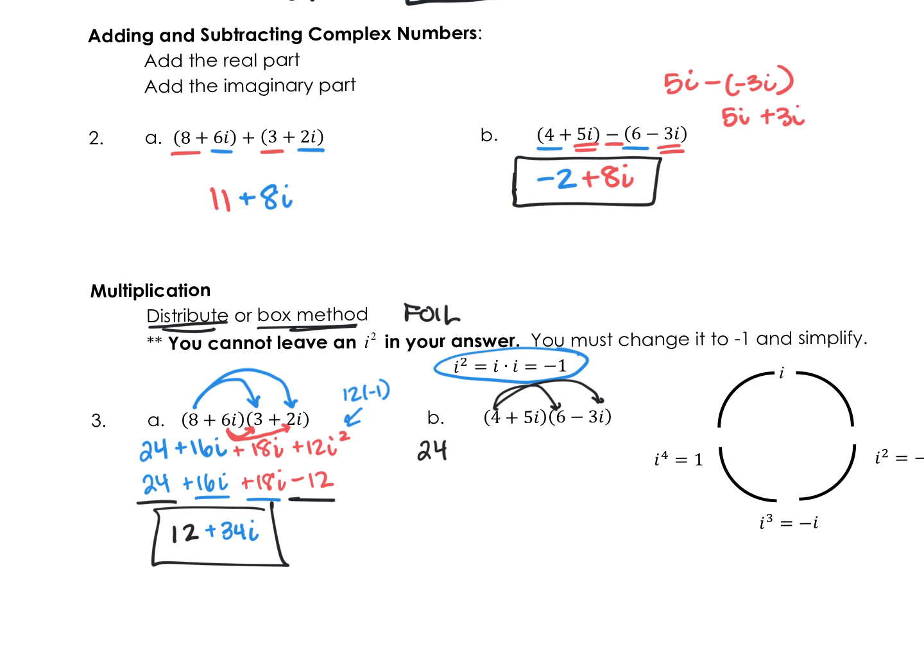So when you distribute, you should do 4 times 6, which gives you 24. 4 times -3i gives you -12i. 5i times 6 gives you plus 30i. 5i times -3i gives you -15i squared. So this is the one part you need to be careful of. Make sure you have -15 from +5 times -3, and then your i squared. The i squared will become -1, so this will be -15 times -1, and so that will become a +15.